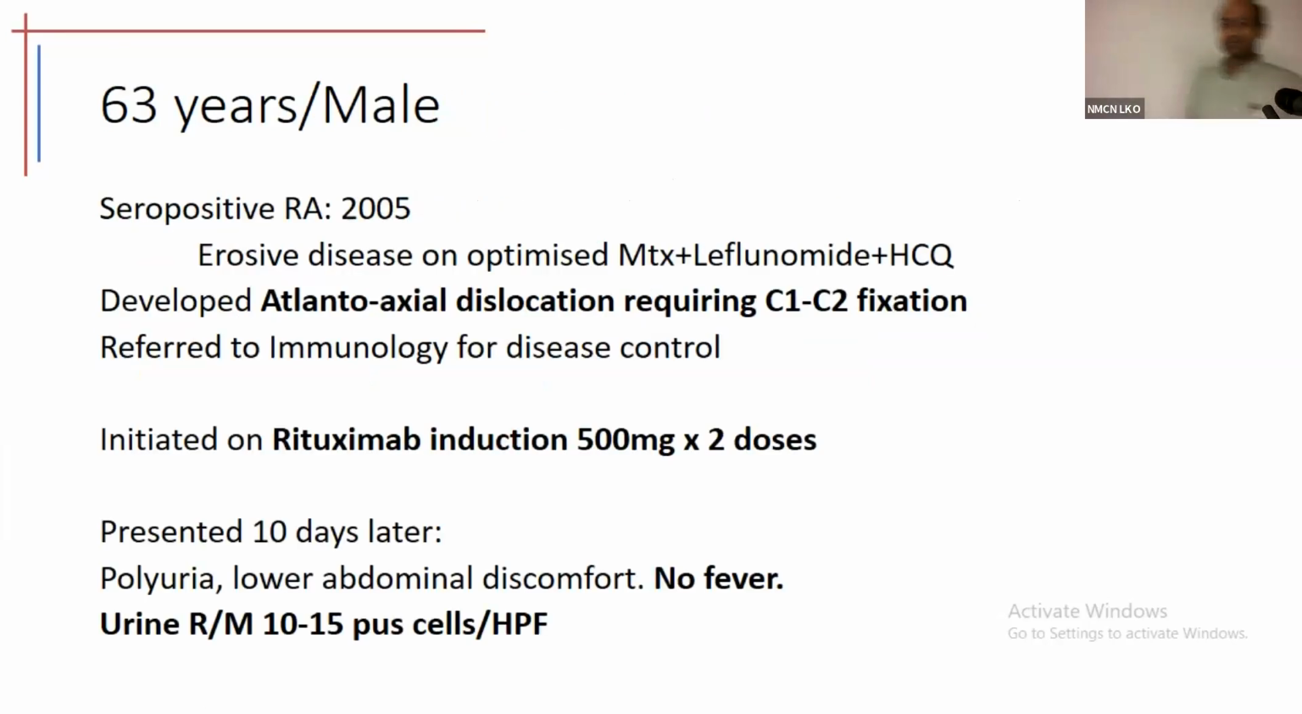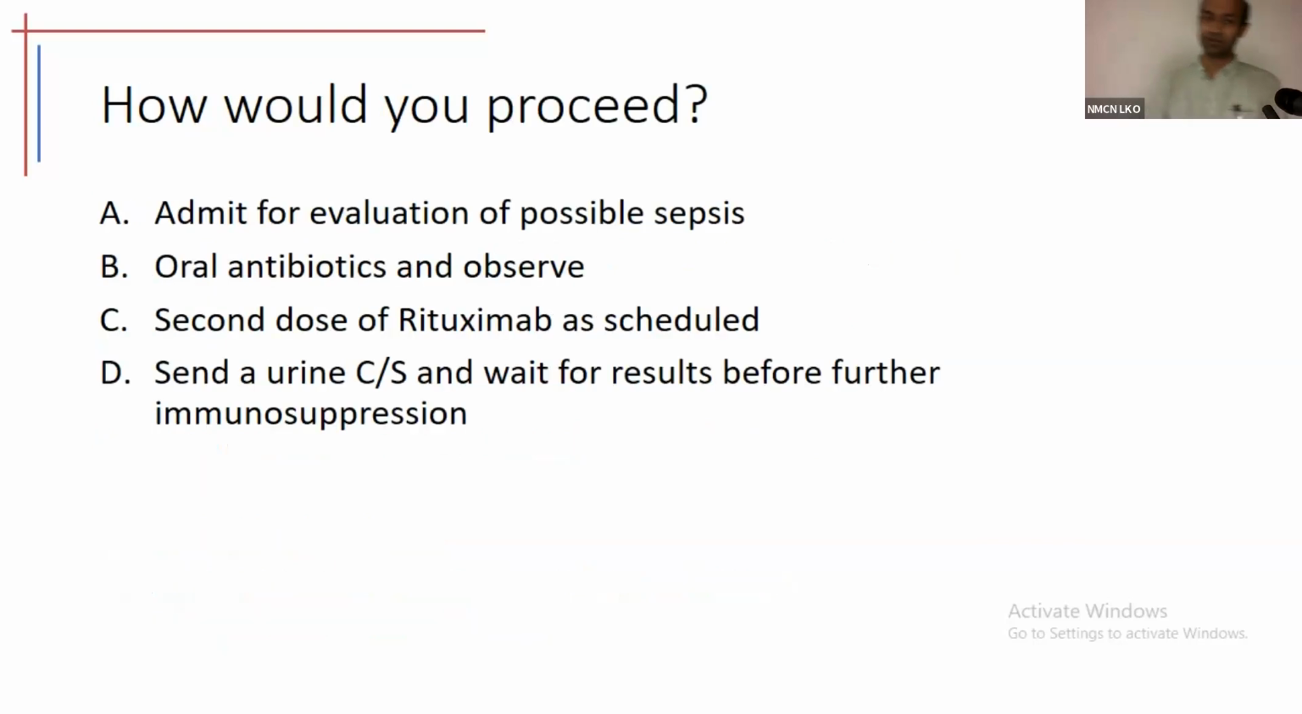So the last scenario, this is a 63-year-old male patient with seropositive RA from 2005. Erosive disease on optimized triple therapy. And he's developed atlantoaxial dislocation requiring C1-C2 fixation. And he's been referred to immunology now for disease control. He's been initiated on rituximab induction, 2 doses. And after the first dose itself, he presented with polyuria and lower abdominal discomfort, no fever, and the urine routine is showing 10 to 15 pus cells. So what would you do in this scenario?